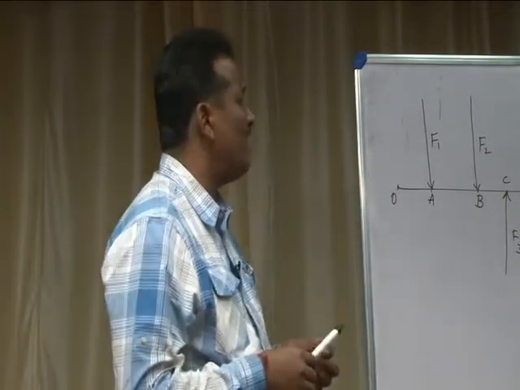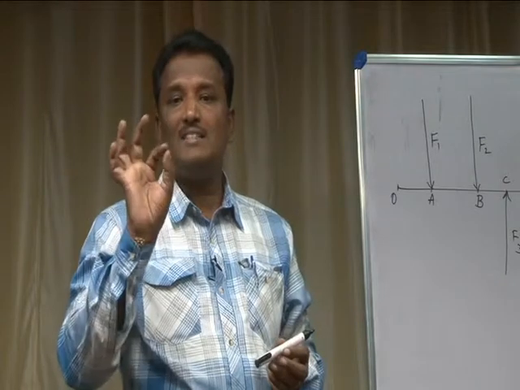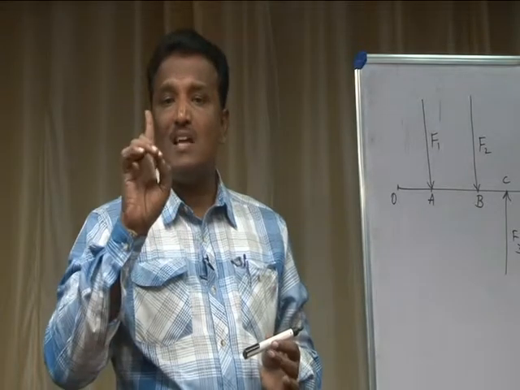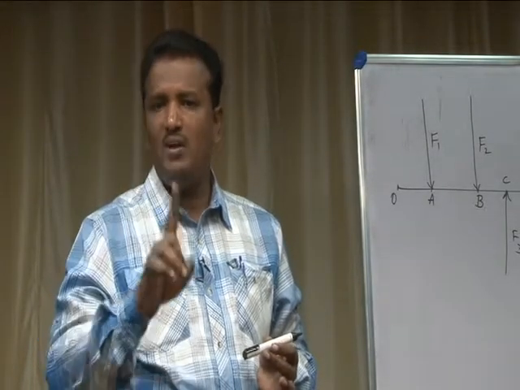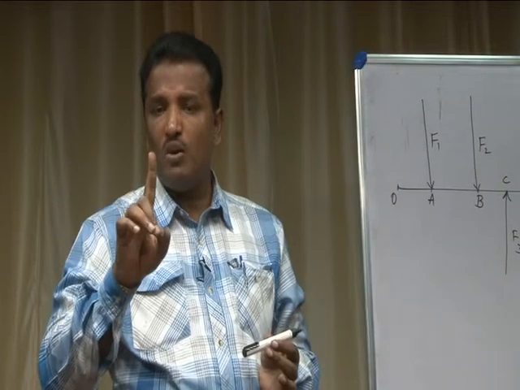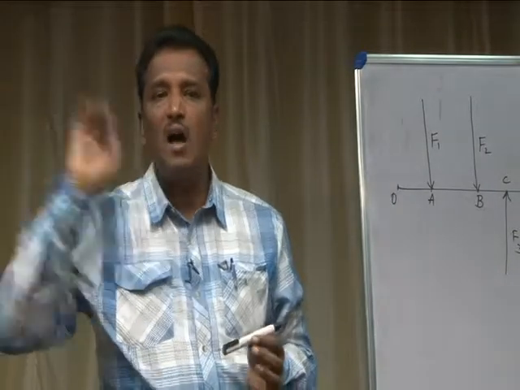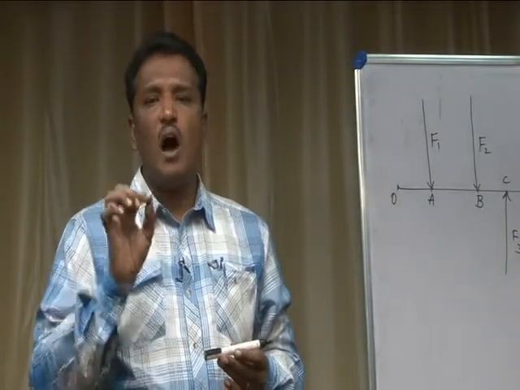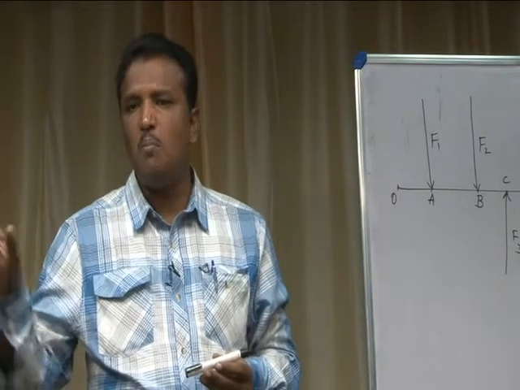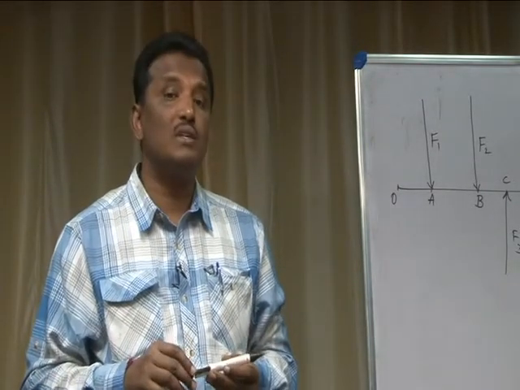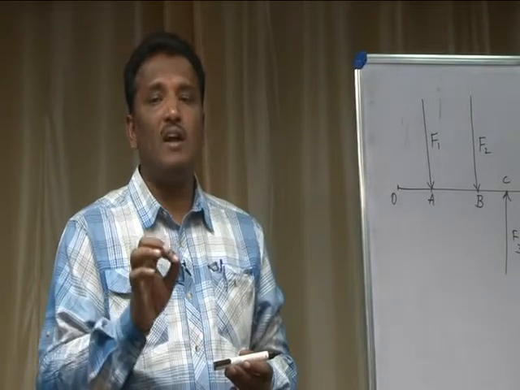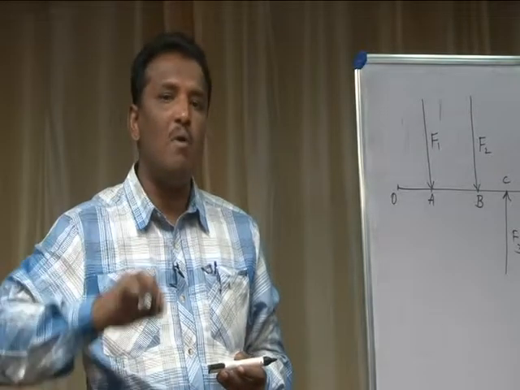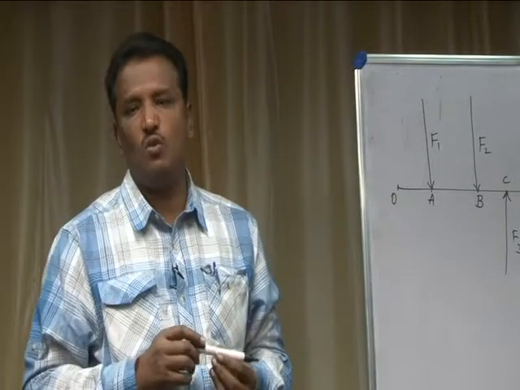I mean, what I want to say is, a body does not show any sort of linear motion only when the sum of the forces in one direction is equal to the sum of the forces in the other direction. In another way you can say, the magnitude of the upward forces must be equal to the magnitude of the downward forces. In a single sentence you can say, a body does not suffer linear motion when the algebraic sum of the forces is equal to 0.